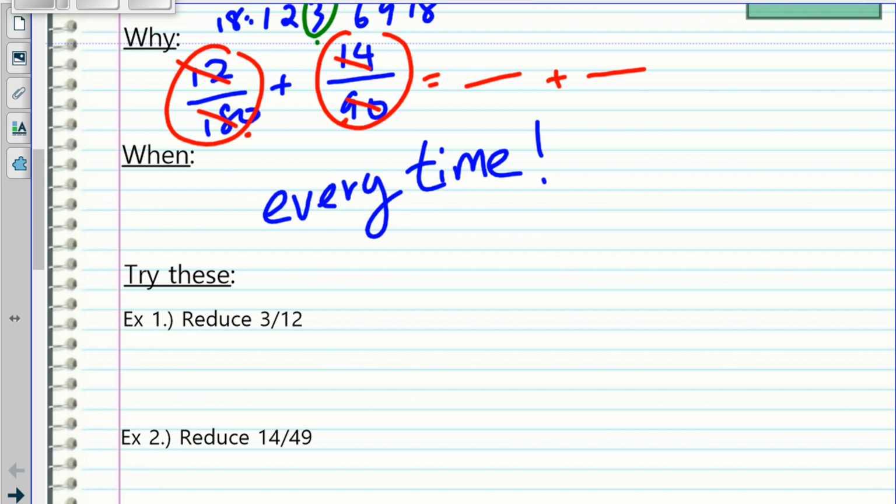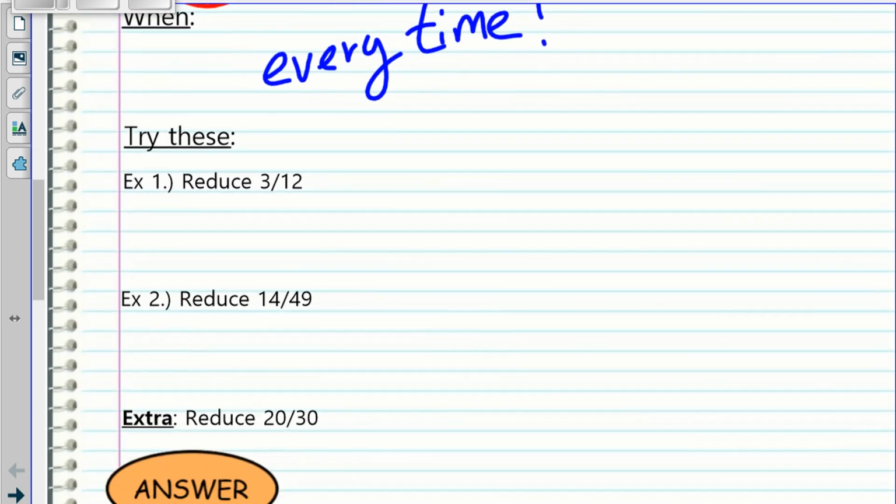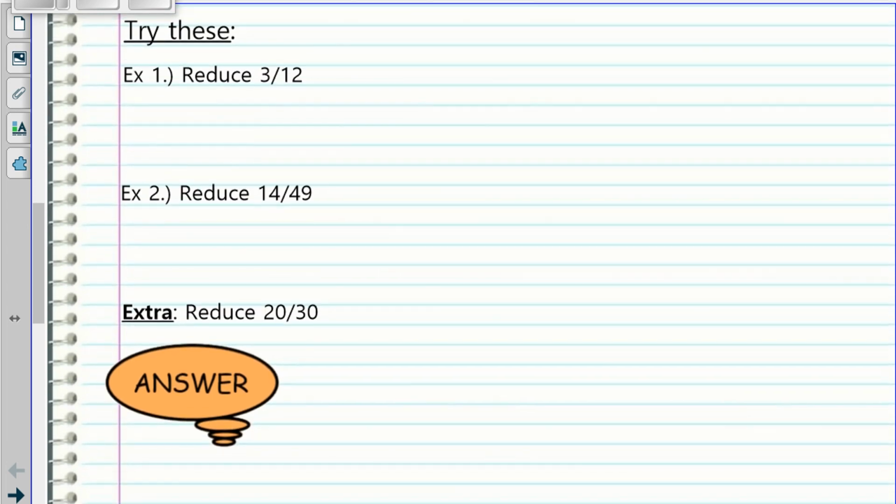So here's what I'd like you to do. Do some of these. No, actually, do all of these. Reduce them, whichever method you're most comfortable with, and pause, and then we'll go over it.